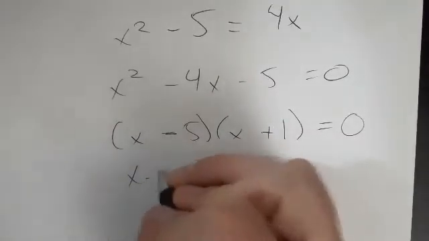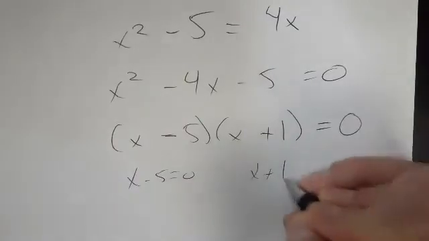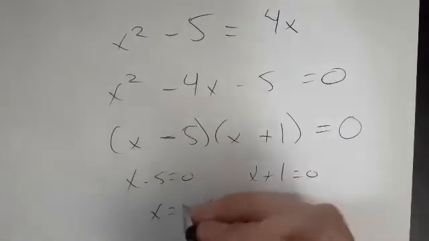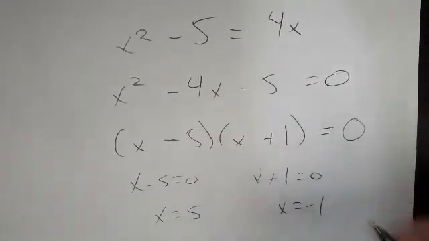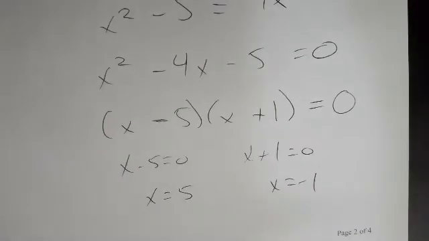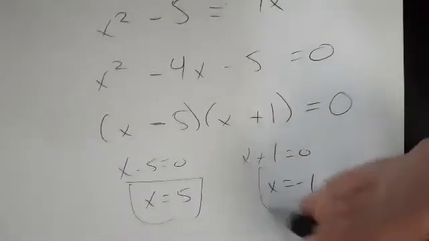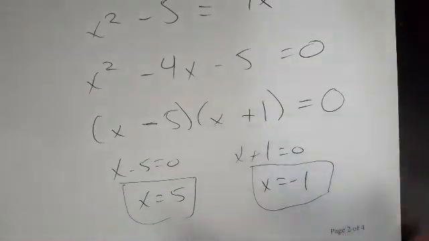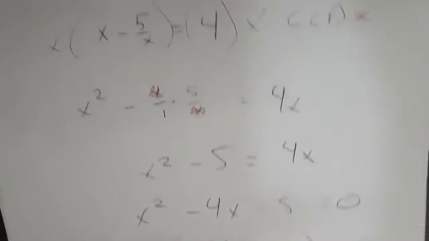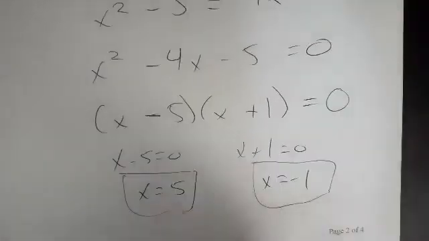So I have one that looks like x minus 5 is 0. I have one that looks like x plus 1 is 0. I have one that looks like x is 5. I have one that looks like x is minus 1. So these are the two potential solutions. I want to go and plug them back in and see if they make this statement true.